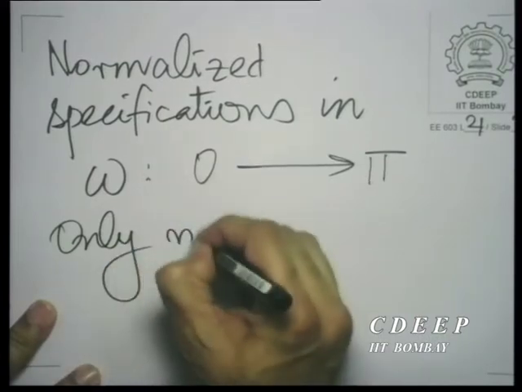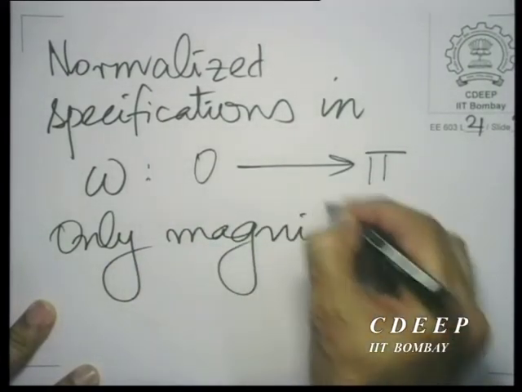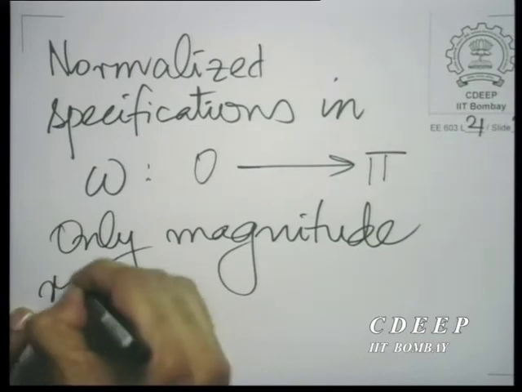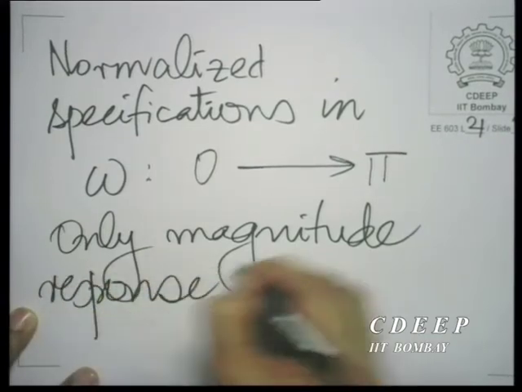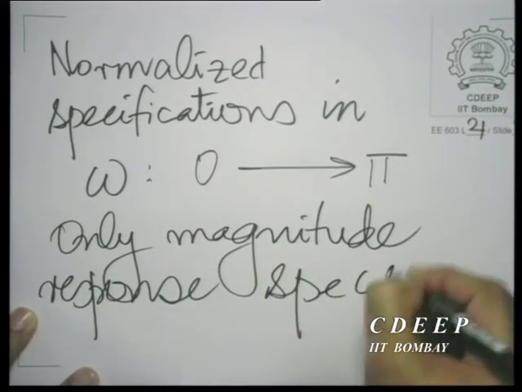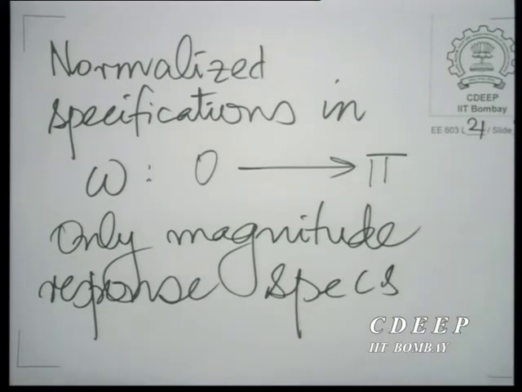Further, what we have as specifications are only the magnitude specifications. Is that right? So, only magnitude specifications. Phase response is just going to be a consequence of the design. We have very little control on it. We will just accept what phase response we get.